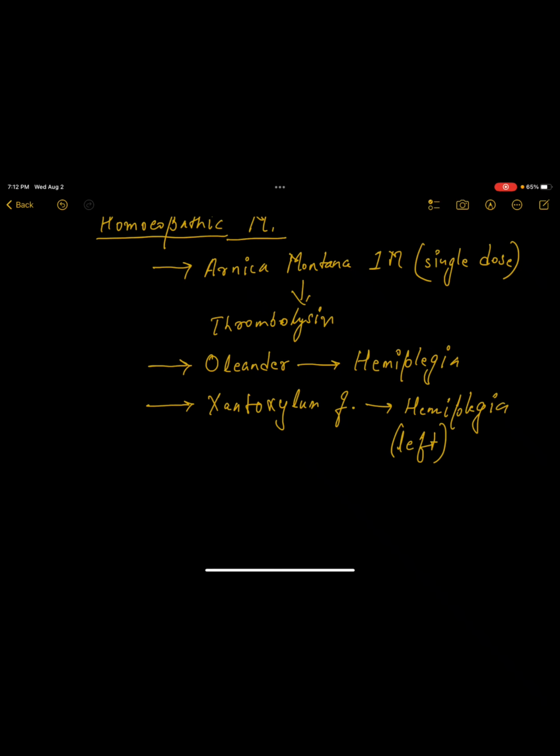So this was all about cerebral stroke due to atrial fibrillation.